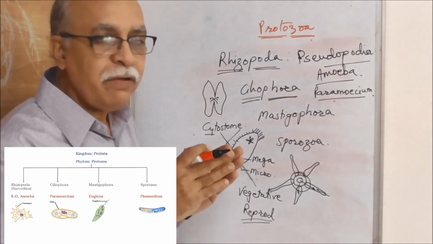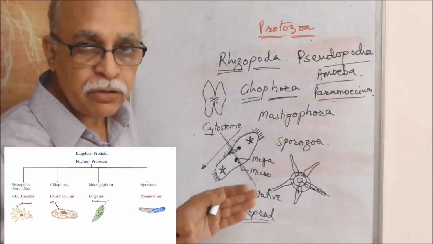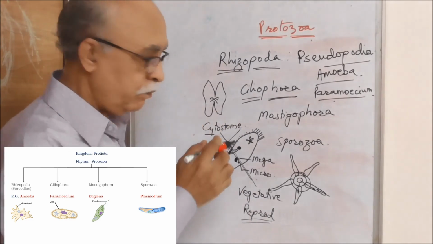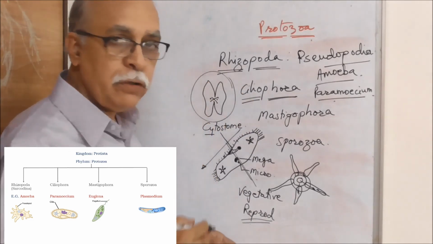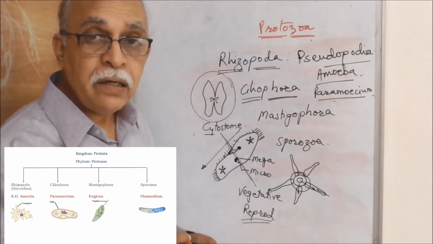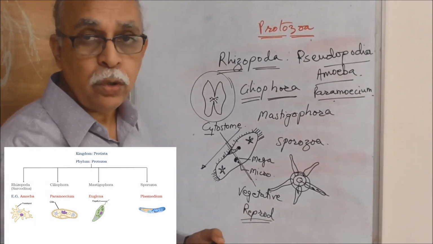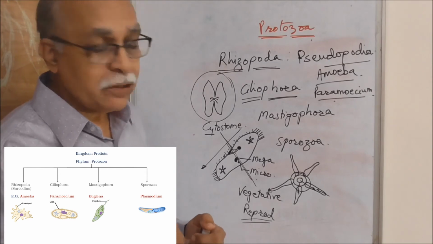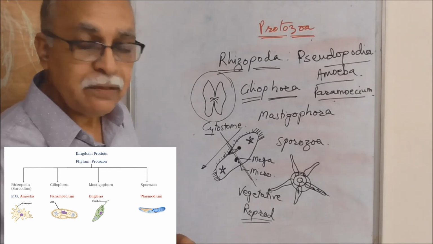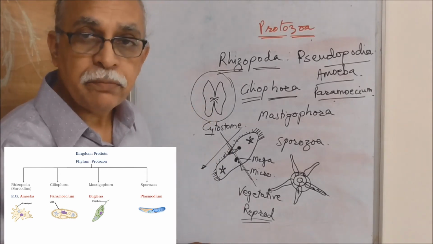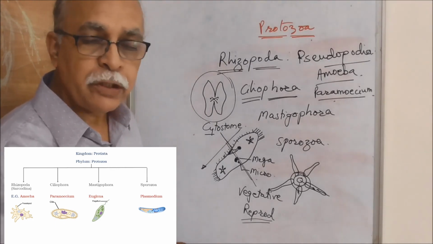But after a specific number of binary fissions, it goes for conjugation. This kind of conjugation is so that its hybrid vigor can be restored. Its possibility of survival is increased. That is what you see in Paramecia. It's also a freshwater dweller.